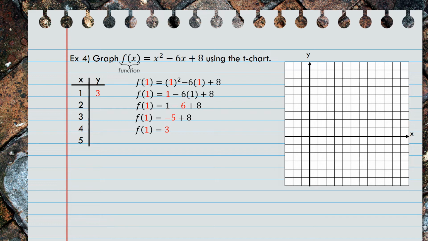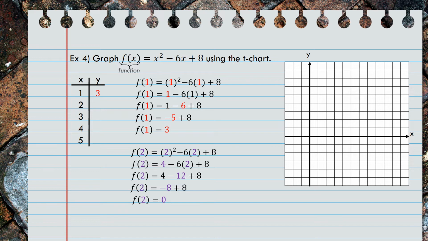Alright, we move on to the next value. This time we do the exact same process, but this time we plug in a value of 2 for x. Again, we follow GEMS, so we need to do exponents first. 2 squared is 2 times 2, which is 4. Multiplication of negative 6 times 2 is negative 12. Subtraction and addition from left to right would start us with 4 minus 12, which is negative 8. And then last, negative 8 plus 8 is 0, which means when x is equal to 2, y must equal 0.